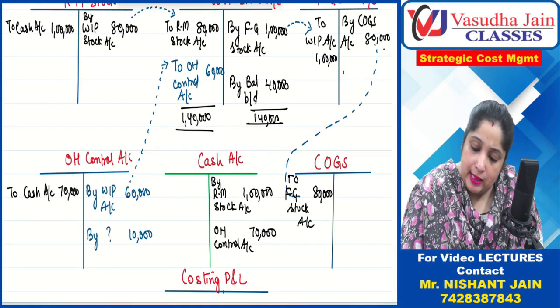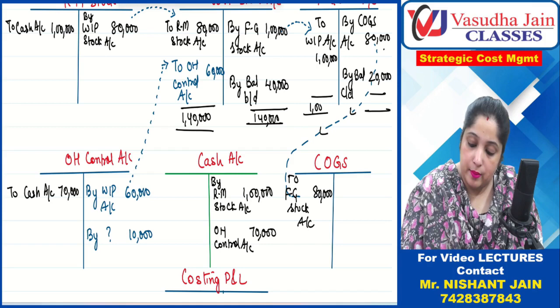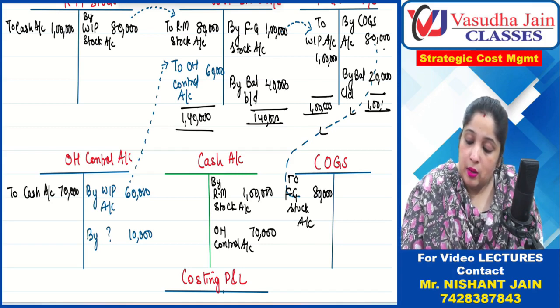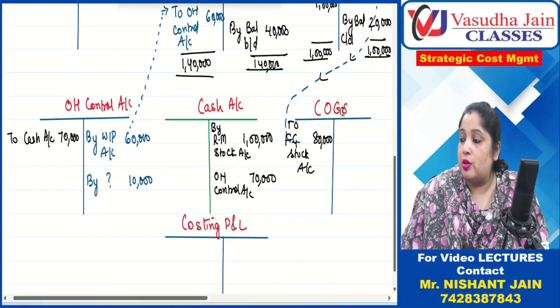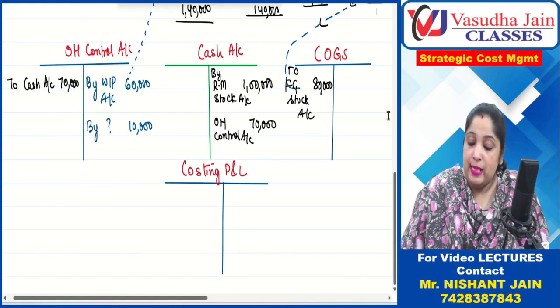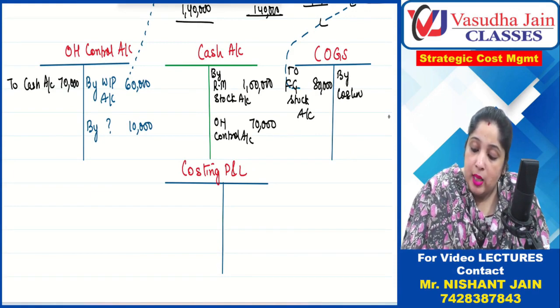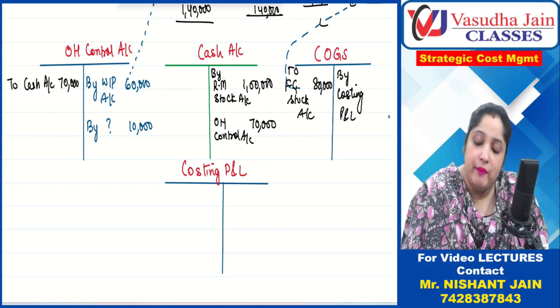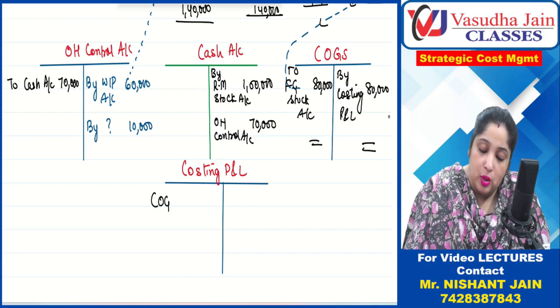And now obviously the balance here will be how much? By balance carried down, 20,000 is still left in finished goods stock. In the finished goods account, you still have 20,000 rupees of stock. Now, the cost of goods sold here is an expense, so it will be transferred to costing P&L. Here it is credit, so in costing P&L it will be debit, right? So in costing P&L, 80,000 cost of goods sold, on the debit side.